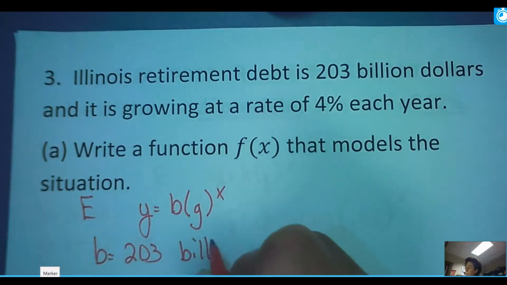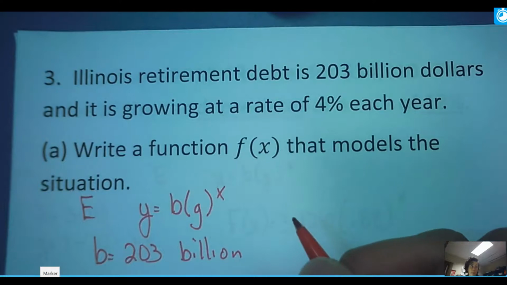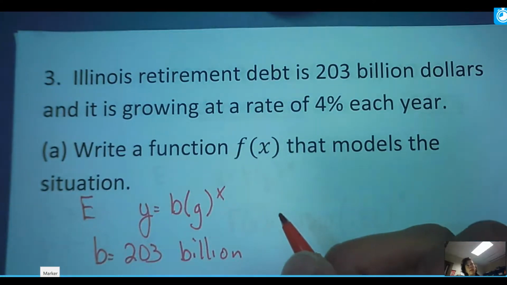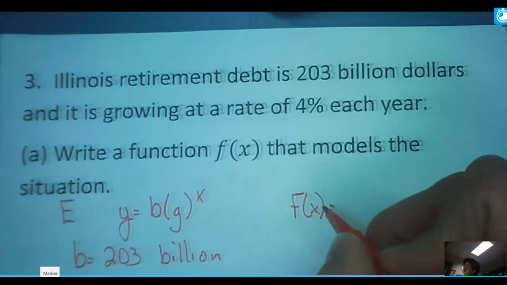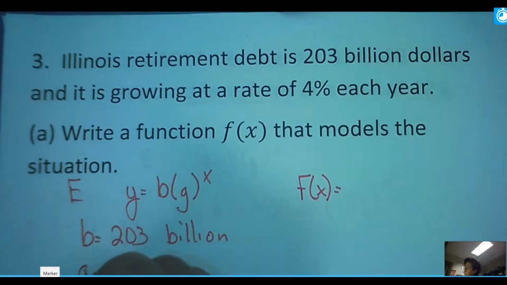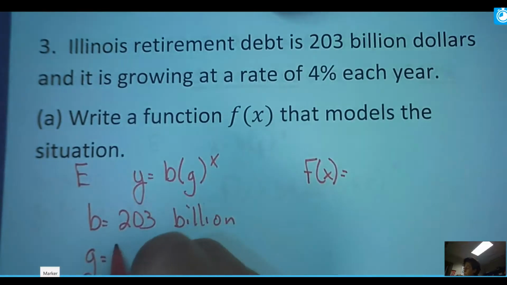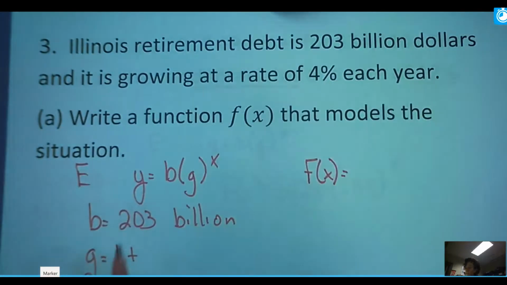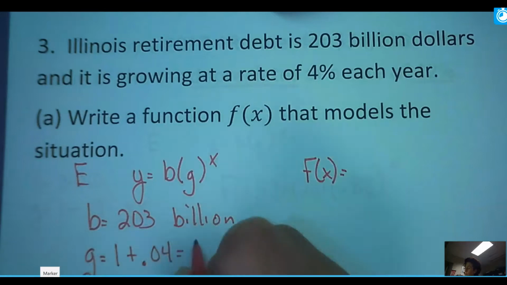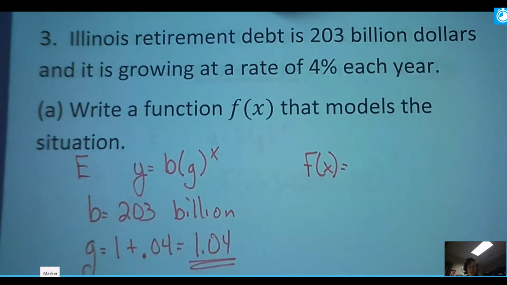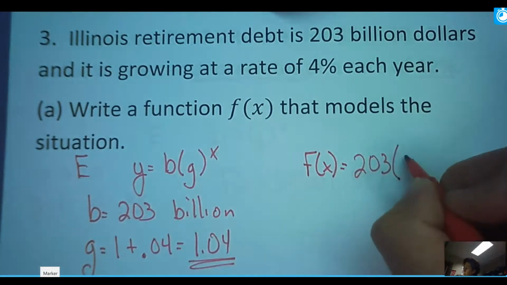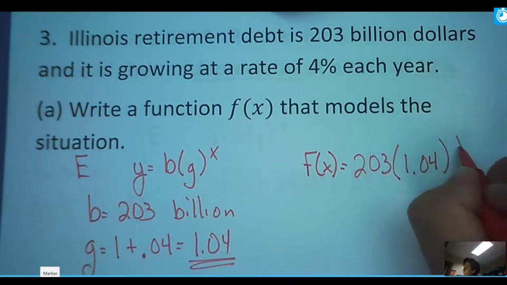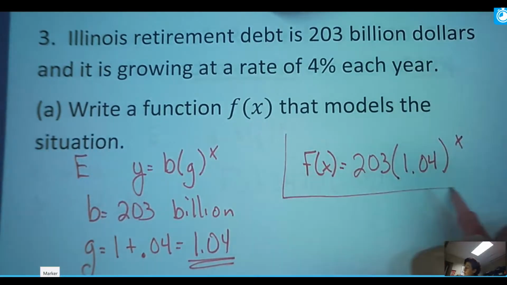I'm not going to turn that into billion, but if you want to know how many zeros are behind a billion, that would be 9 zeros behind all of this. All right, let's write our equation. So f of x instead of y. Oh, I'm sorry, we didn't find g yet. Since it's growing, after the 1, I'll put plus 4% as a decimal. It's 0.04, and then I'm going to add them up. And there's my final g amount. So f of x is 203, in parentheses goes my 1.04 to the x power. And that is the answer finally for 3A.